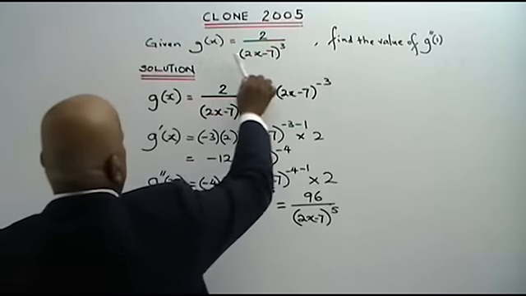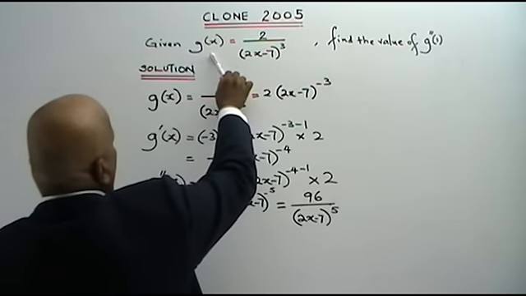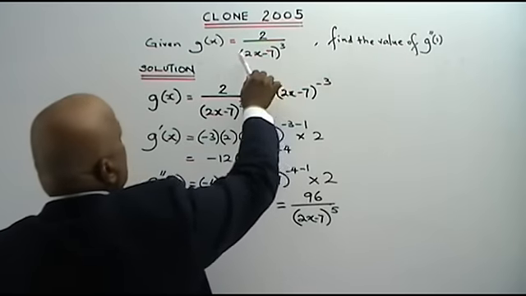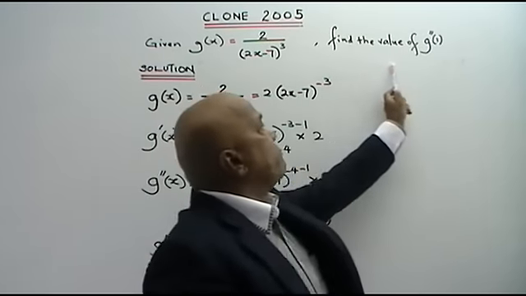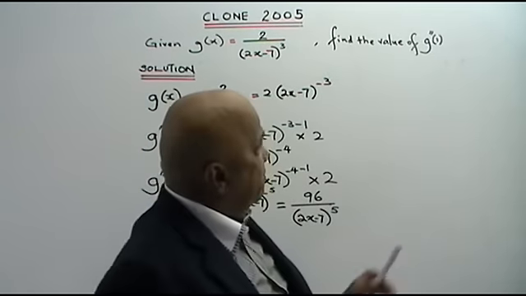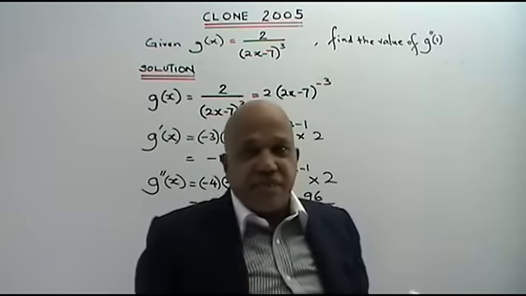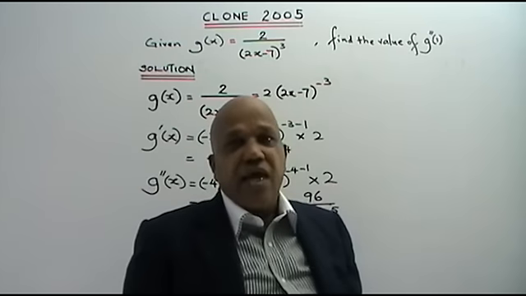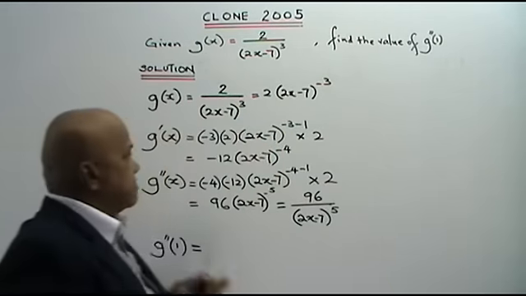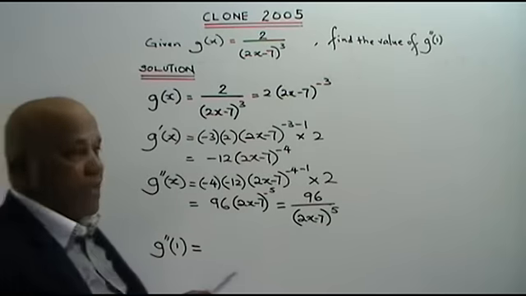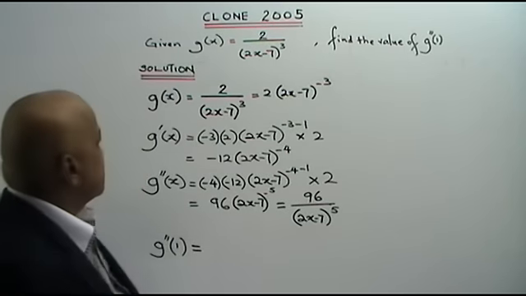You are given the function g(x) equals 2 over (2x minus 7) power 3, and you are asked to find the value of the second derivative when x equals 1. Okay, let's see how this is done.